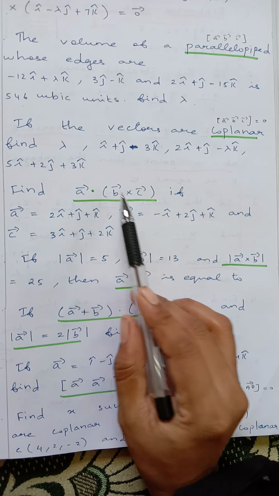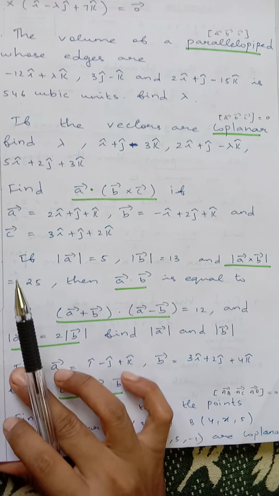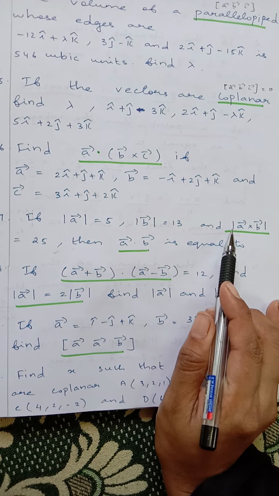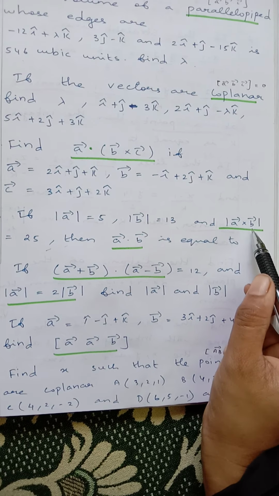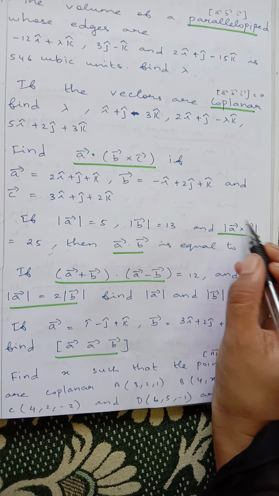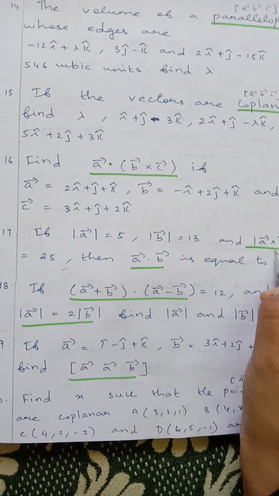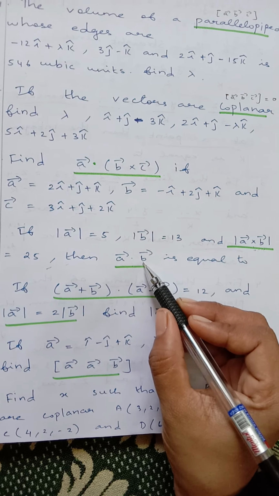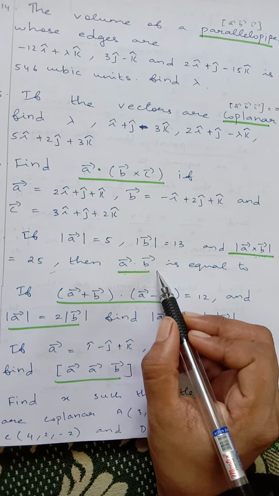Find A dot B cross C. So first find the cross product, then find the dot product with A. A vector given, B vector given, and A cross B is given. Find A dot B. So using this A cross B, you can write A cross B as the magnitude of A, magnitude of B, sin theta. Substitute all the values and find sin theta and the theta value from that. Then you can find A dot B. A dot B is nothing but A B cos theta. You can use that and find it, right?